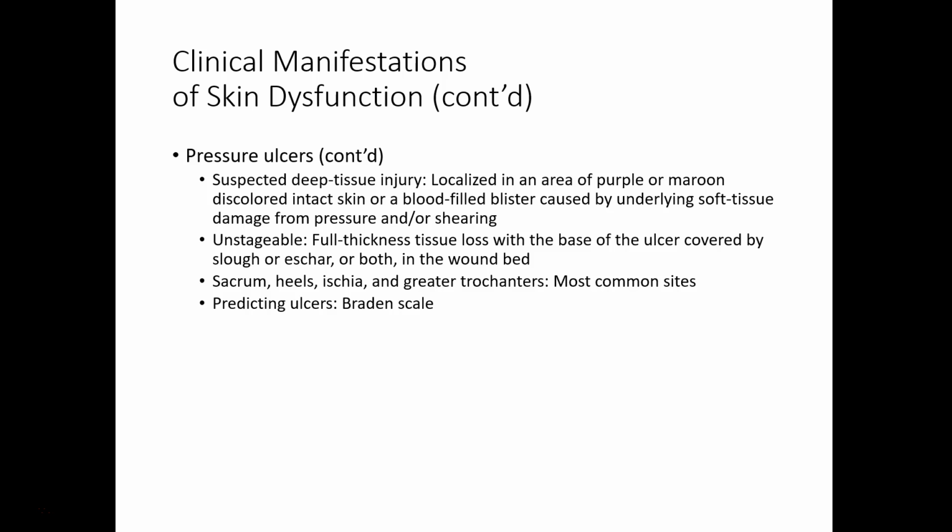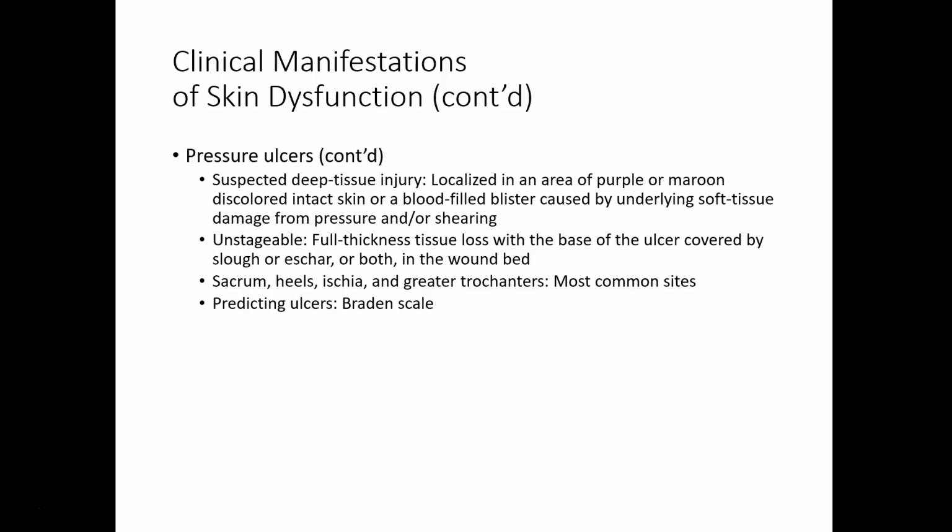Pressure ulcers, suspected deep tissue injury, localized in an area of purple or maroon. So anytime you see purple or maroon discolored intact skin, or a blood-filled blister caused by underlying soft tissue damage from pressure and or shearing. Now, sometimes we'll just say that a pressure ulcer is unstageable, and that's when we have a full thickness tissue loss with the base of the ulcer covered by slough or eschar or both in the wound bed.